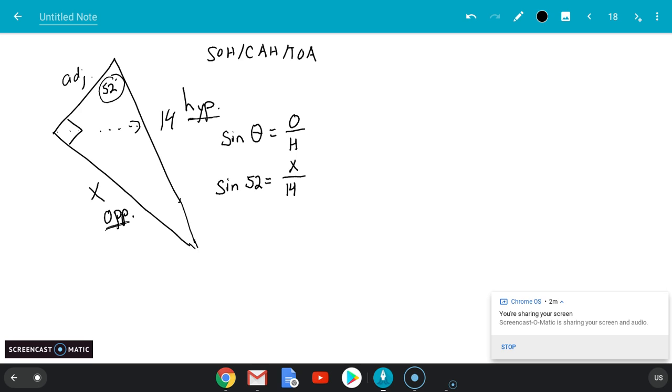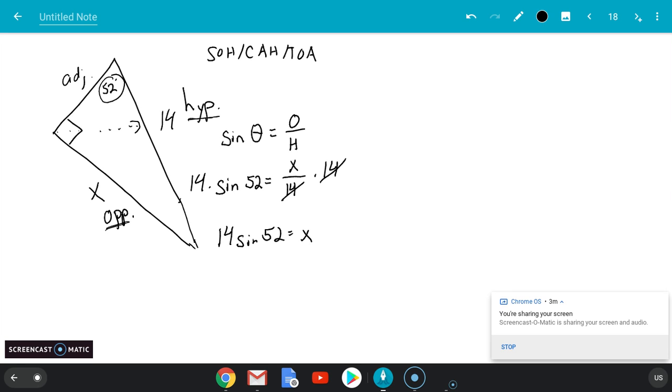All right. So with this, now all you're doing is solving for x, and this is just using algebra. So how do I solve for x? Well, I have to multiply each side by 14, because like I said in the video, you want to get rid of fractions. So now I have 14 sine of 52 equals x.